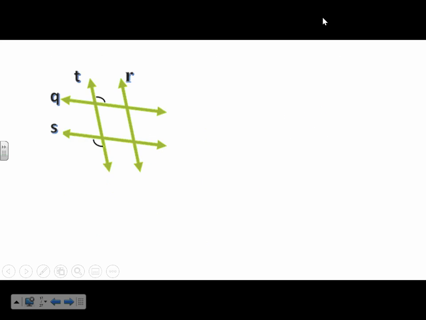Now it gets a little bit harder when we have four lines because which ones are parallel? Are these parallel or are these parallel? How can you tell? Well, again, the thing we're going to focus on is what angles do we know? I know this angle and this angle. I don't know anything about these angles or these angles, so really that means I don't know anything about this line right here. So that line's out.